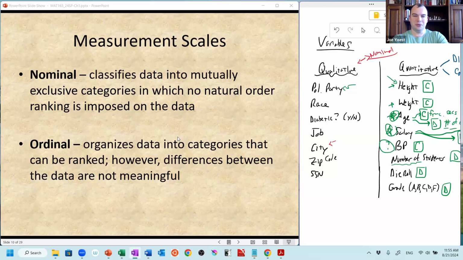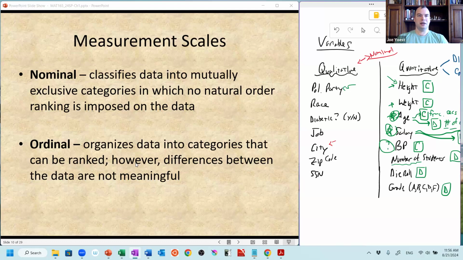Ordinal has a little bit more structure to it. There are categories, but they can also be ranked. So there is a natural ordering and ranking. Now, when it says can be ranked, we mean naturally. We mean in a way that is fundamentally linked to the thing we're studying. I mean, you can rank anything. You can just choose an order for it or put it in alphabetical order, but that doesn't typically have much relationship to the thing we're actually studying, just some arbitrary order that we choose to impose on it.